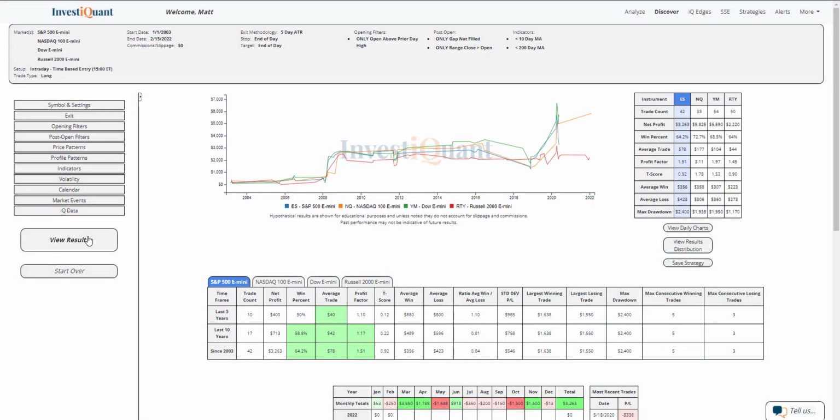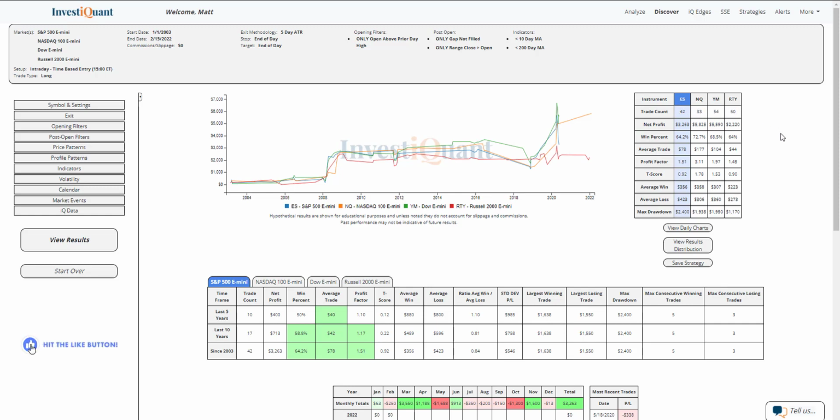These are the results based upon entering the market long at 3 p.m. Eastern Time, exiting at 4:15 p.m. Eastern Time. When you open above the prior day high, you do not fill the gap, and at 3 o'clock, you're trading above the opening print. The prior session closed below the 10 and 200-day simple moving average. Historically, we've got 42 samples in the S&P. We've got 33 in the NASDAQ, 54 in the Dow, 50 in the Russell.